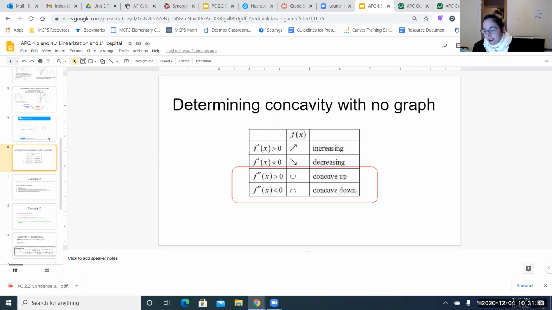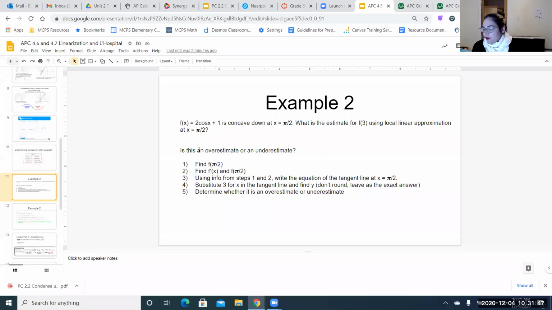Okay, so the last example here, and this is just bringing everything together, is giving you a function saying it's concave down at a certain point. What is the estimate for the value of the function? I don't know why we picked 3 because it's not really that close to pi over 2, but using local linear approximation at pi over 2, is it an overestimate or an underestimate? So I wrote the steps down here.